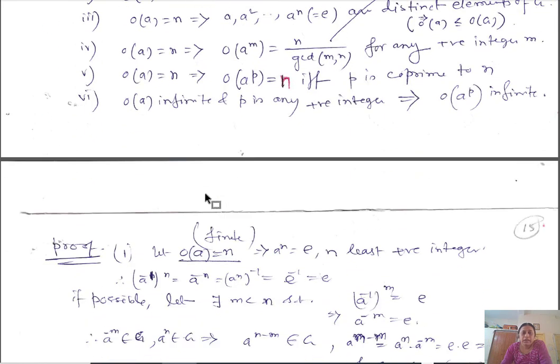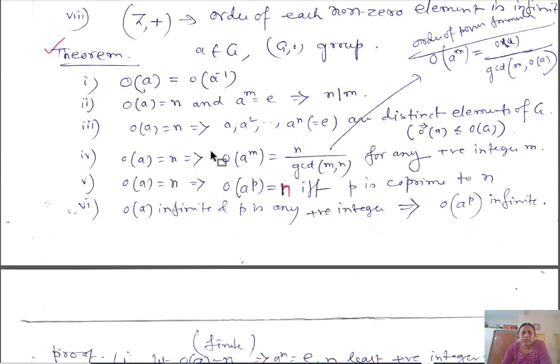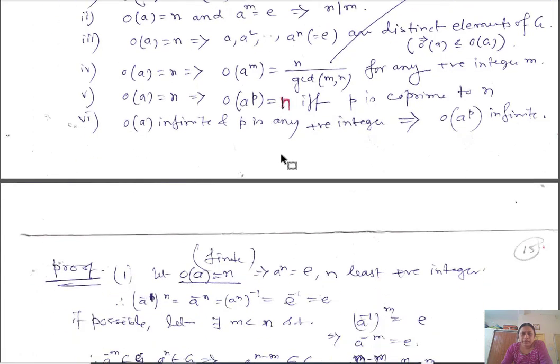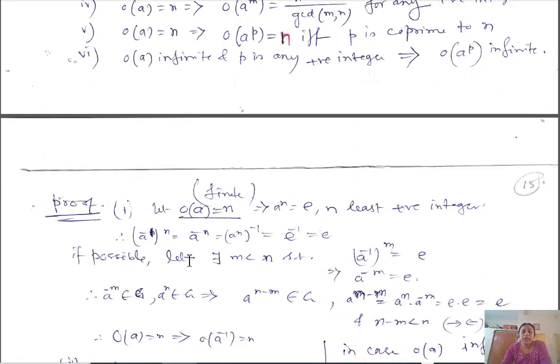Okay, this is a group, a finite group I am saying. So order of A equal to n, say. I have to show A inverse also has the same order. If order of A is n, then by definition A to the power n is e, and n is the least such positive integer. Now you can easily check A inverse to the power n is also e. A inverse to the power n is what? A to the power n whole inverse.